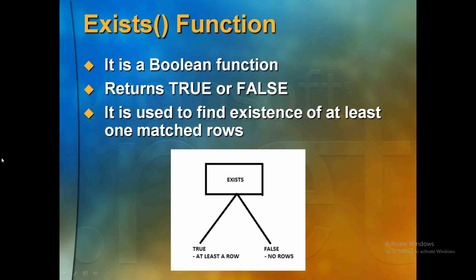Okay, so it is a Boolean. Boolean means it will give you true or false. A Boolean function means it gives you only either true or false. It is used to find the existence of at least one matched data. If you have at least one row, it will become true. If there is no data, it will become false. That's it, nothing else. The EXISTS function will give you true if you have at least one row of matching data, else it will give you false. That is what the EXISTS function is.